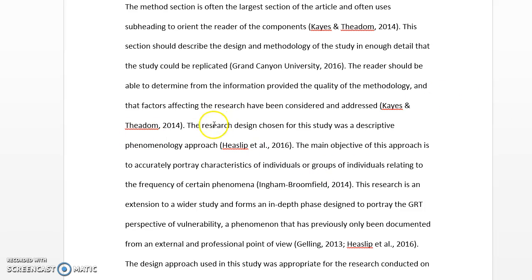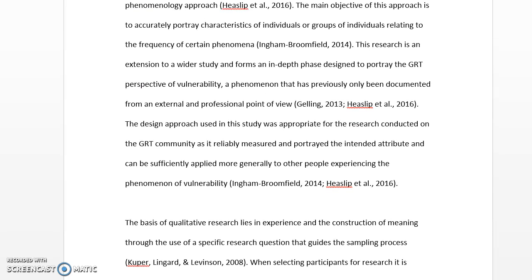So she tells us that it's a descriptive phenomenology. That is right. And now this is some interesting things here. So she says the design approach used in this study was appropriate for the research conducted on the Gypsy Roma traveller community as it reliably measured and portrayed the intended attribute and can be sufficiently applied more generally to other people experiencing the phenomenon of vulnerability.